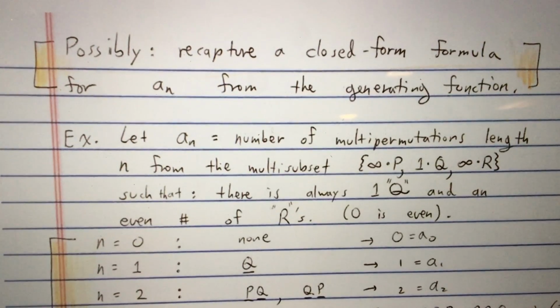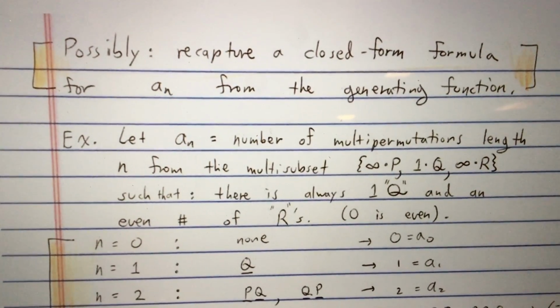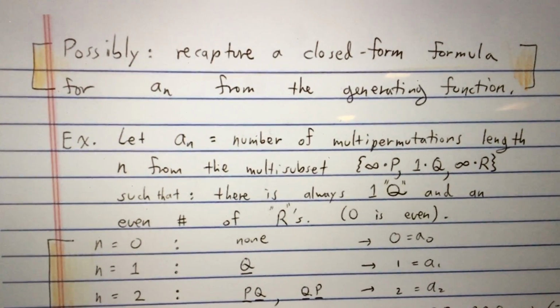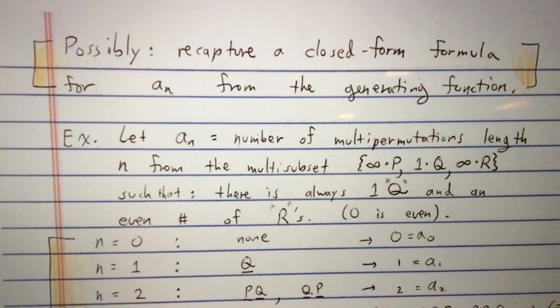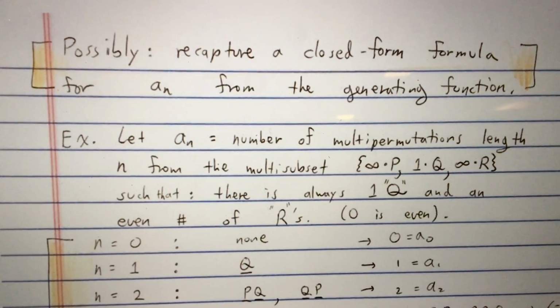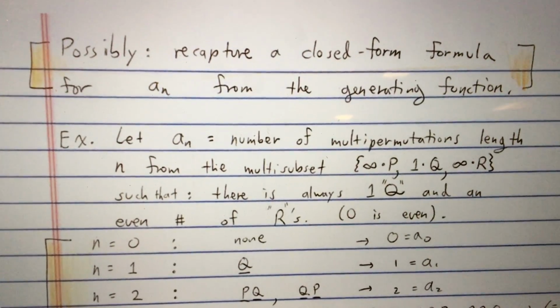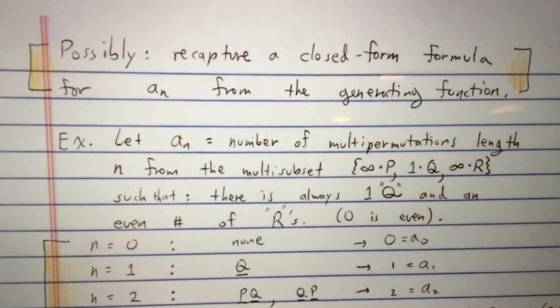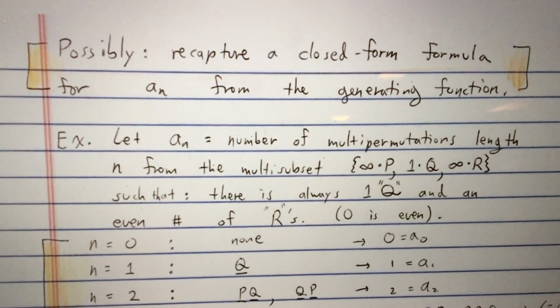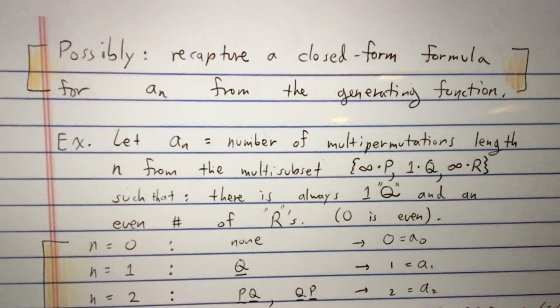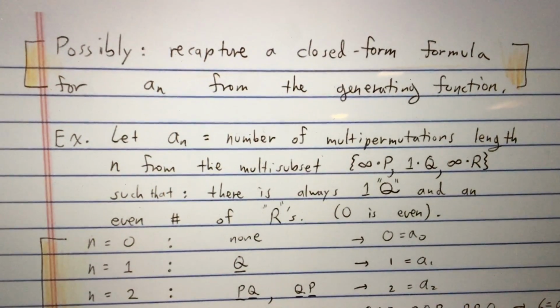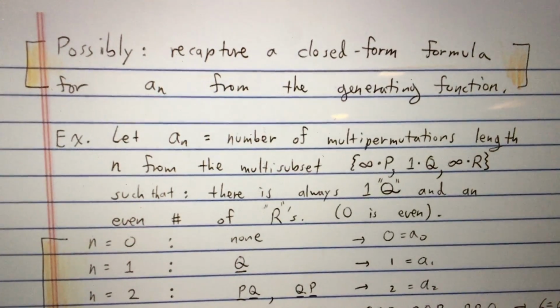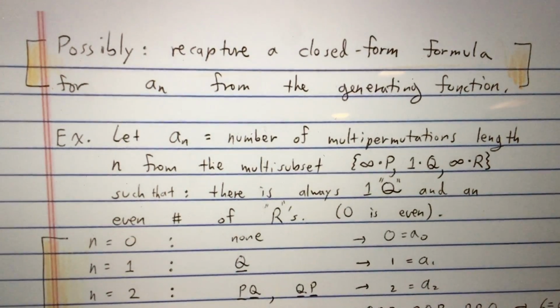So here's the example. Let a sub n be the number of multi-permutations. So these are like pin numbers or anagrams, length n from the multi-subset. This time I'm going to let there be p's, q's, and r's. So they're similar to the 1s, 2s, and 3s, but a little different. Just p's, q's, and r's. There's as many p's as you want. There's only one q, and there's as many r's as you want.